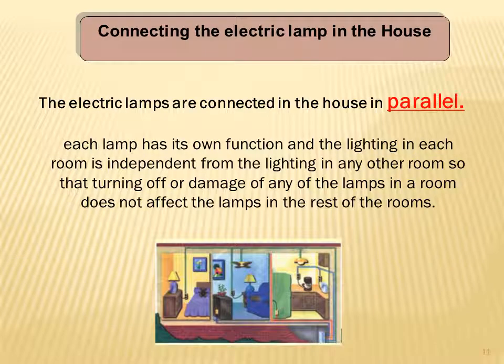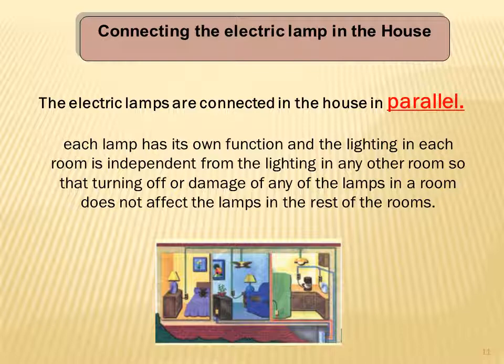Now what about connecting electric lamps in the house? What do we have here in the house? All electric lamps are connected in the house in parallel. Each lamp has its own function, and the lighting in each room is independent from the lighting in any other room, so that turning off or damage of any of the lamps in a room doesn't affect the lamps in the rest of the rooms.